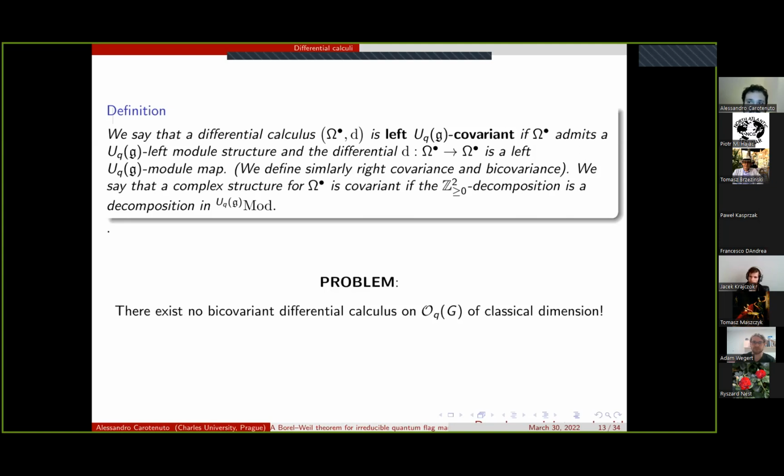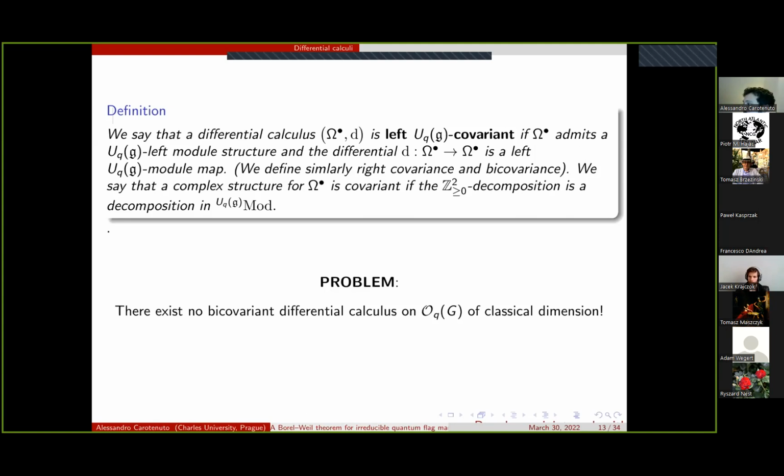I have a further question, if I may. Please. What if you do not assume that the dimension has to be classical? Does there always exist a differential calculus for any G or OQ of SU2? There exists a bicovariant calculus of non-classical dimension. Yes. And what about other Gs?